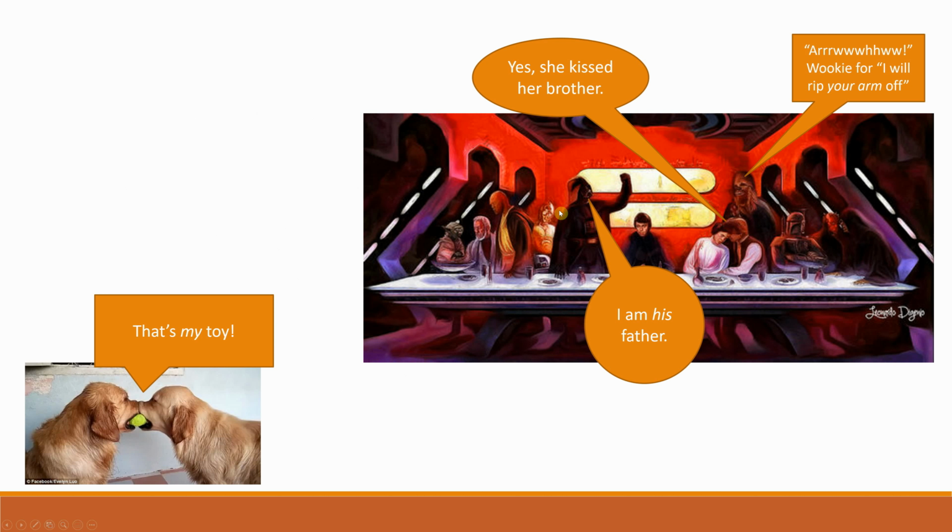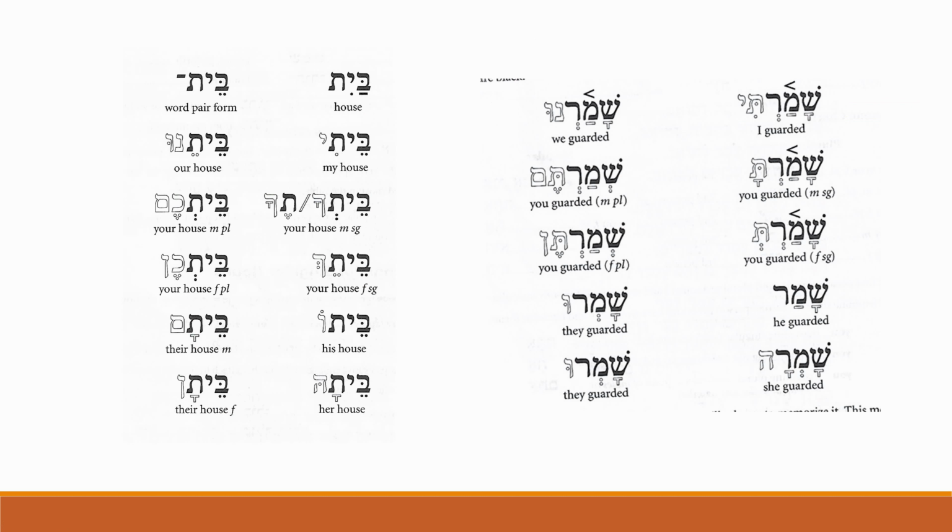So here's just a little playful entry, right? Certainly you all recognize this particular reworking of the Last Supper. But yes, she kissed her brother, right? Here we have pronouns at work. I am his father. And then, of course, this great Chewbacca sentence, I will rip your arm off. So we are working especially with these pronouns. Oh, and of course, we have the cute puppies. That's my toy. So those are the kinds of things we're working with: possessive pronouns, object pronoun suffixes. Those are the kinds of things that we're going to be working with, only in Hebrew.